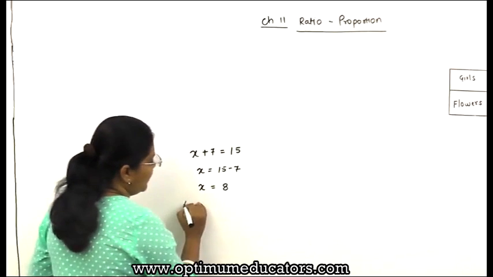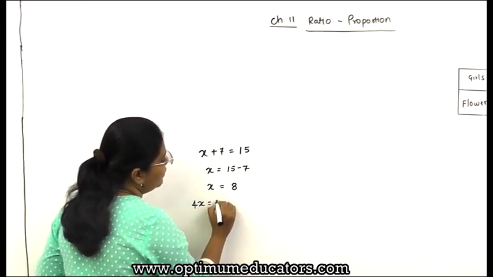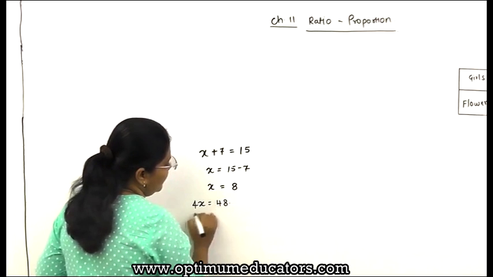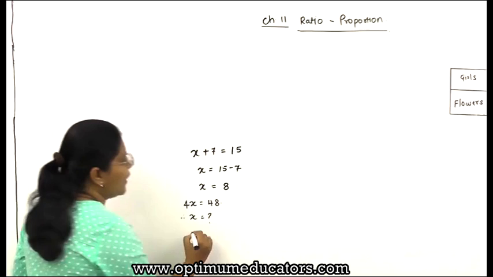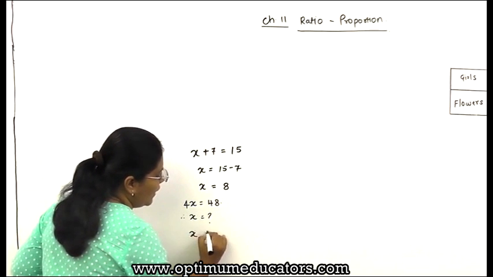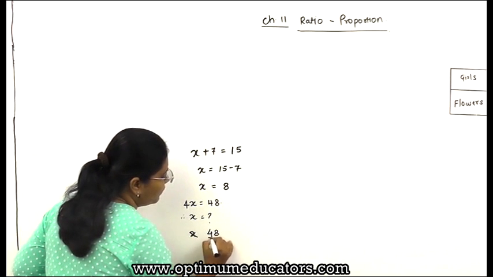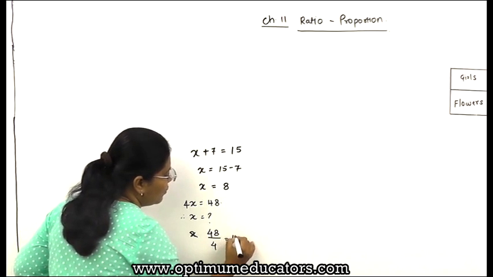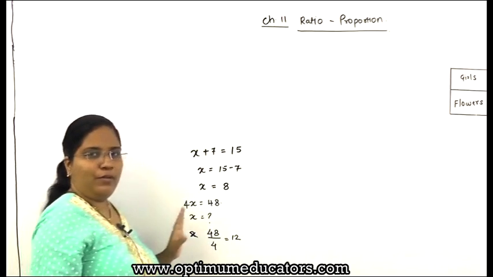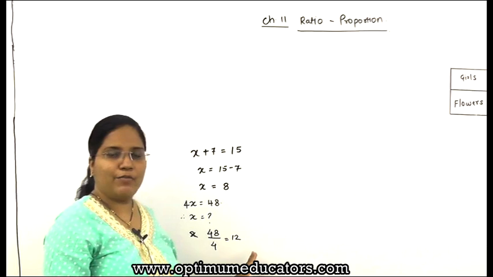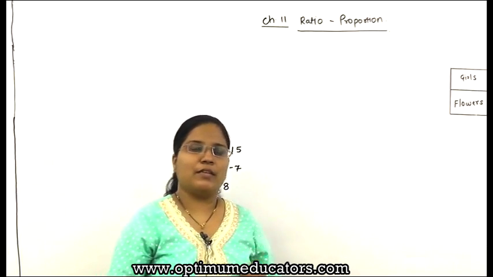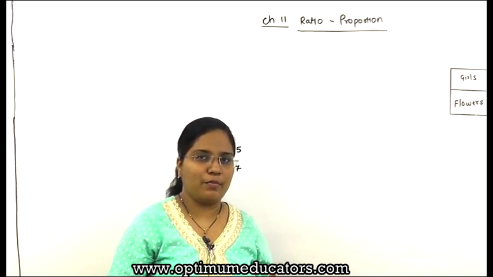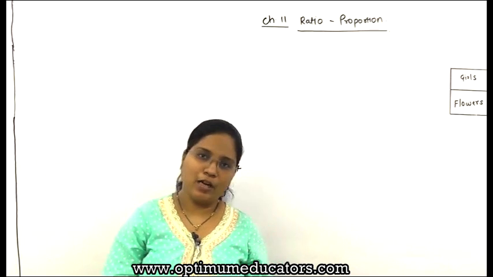We have also studied that if 4x is equal to 48, then x is how much? How did we do that? x is 48 by 4, that comes out to be 12. So all in all, we have studied what an equation is and how to solve it. Now in this 11th chapter we are going to talk about ratios and proportion.